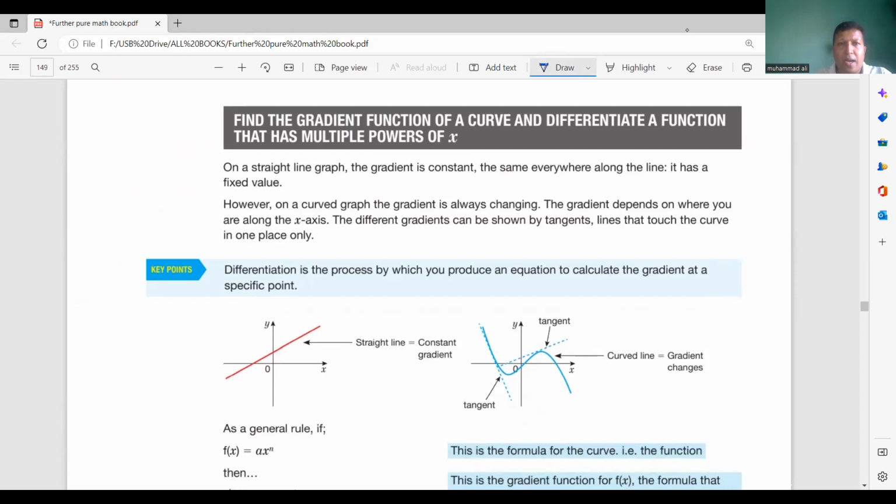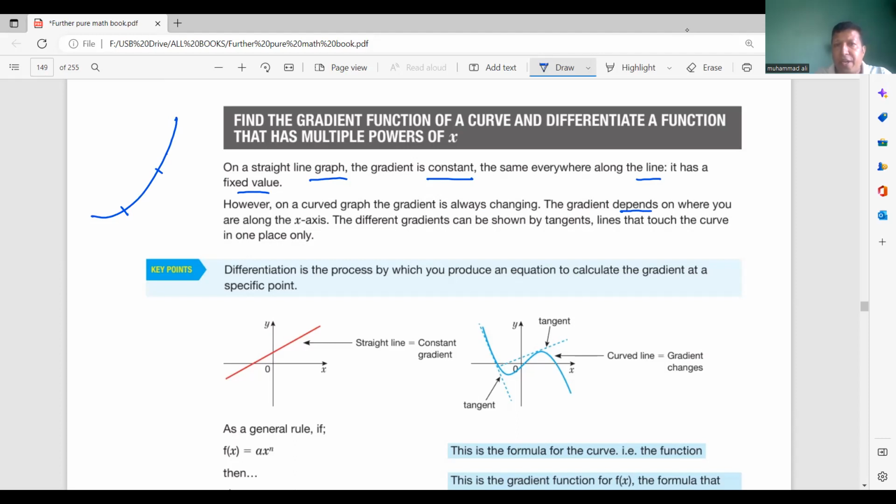On a straight line graph, the gradient is constant. A straight line graph always has a constant gradient, the same everywhere along the line. It has a fixed value. However, on a curved graph, the gradient is always changing. Like this is a curved graph. Here, the gradient is always changing. The gradient depends on where you are along the x-axis.